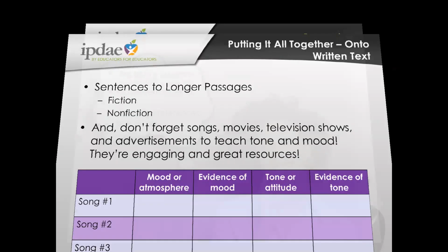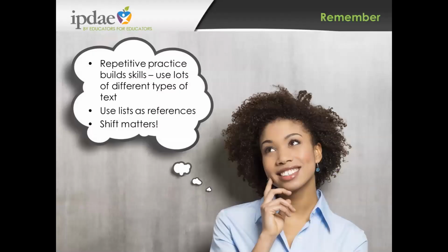And last but not least, research tells us we need repetitive practice, because through repetition, skills are built, and using lots of different types of text. Here again, oftentimes in our materials, they cover tone, they cover point of view, and then it's gone. We never see it again. List always as references, not for rote memorization, and down the road, making sure that shifts do matter, and our students are able to identify different tones throughout an author's work.